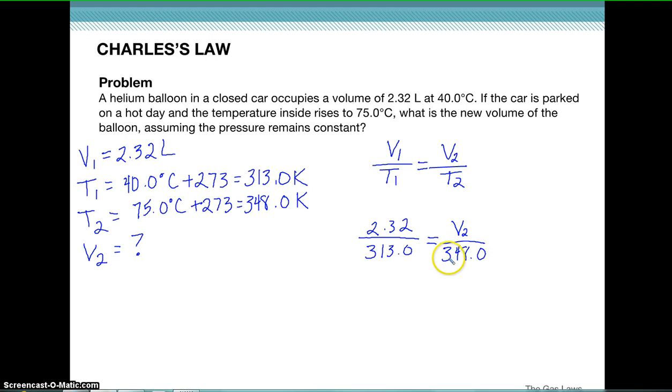348.0. So to solve for V2, we're going to multiply by 348, use your algebra skills, and our V2 with 3 sig figs comes out to 2.58 liters. So as the temperature went up, the volume also went up.